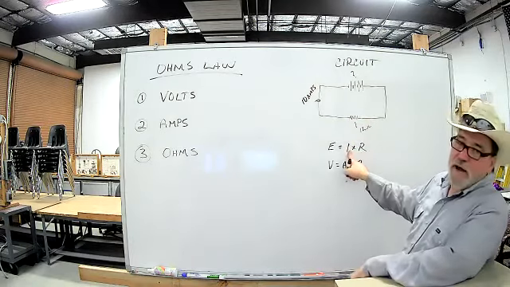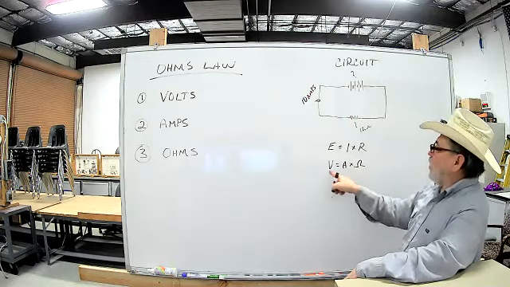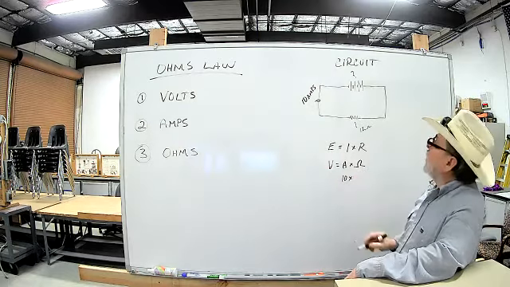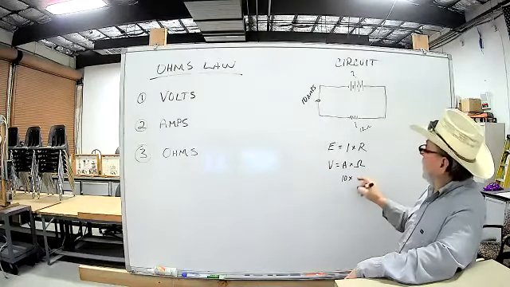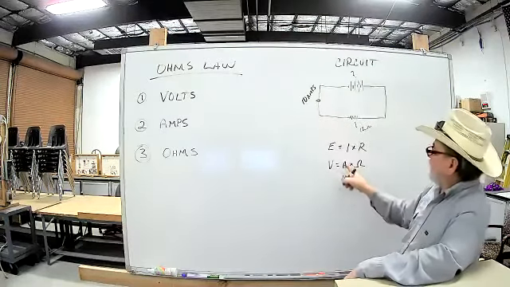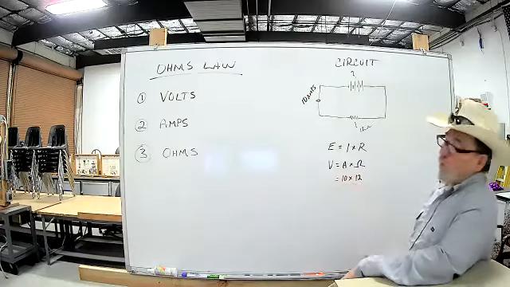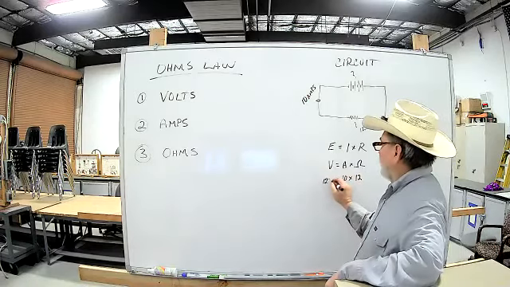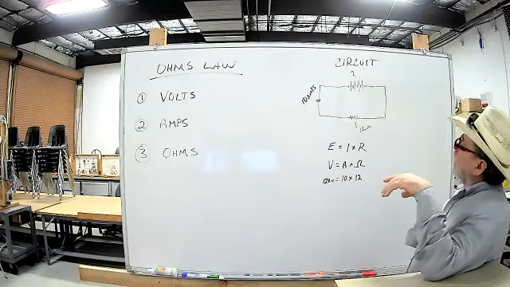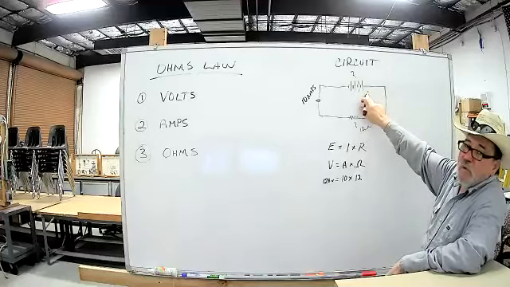So we know by this formula right here, I times R, or amps times ohms, equals volts. So that would be 10 amps times your 12 ohms. And that's going to equal 12 times 10, which is 120 volts. Okay? So that's a simple formula. If you know your amps and you know your ohms, you can always find your voltage.